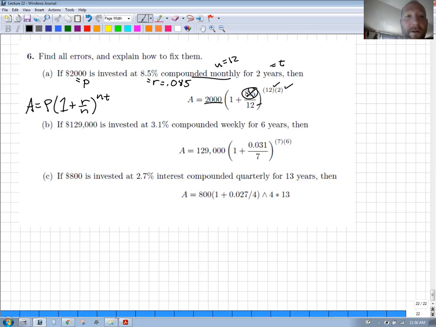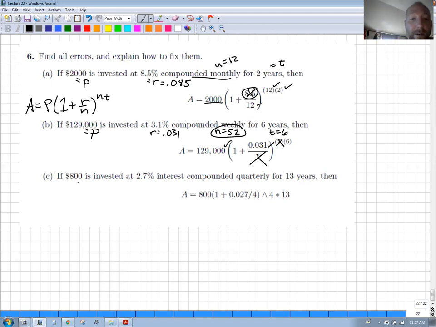All right, $129,000 is invested. 3.1% is 0.031. Compounded weekly, N is 52, 6 years. So this is right. That's the principal. That's the rate. This is wrong. 7? No, it's compounded weekly. There's 52 weeks in a year. Then NT. So they got N wrong. N is 52, not 7.